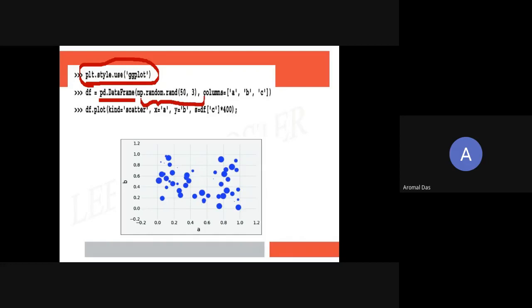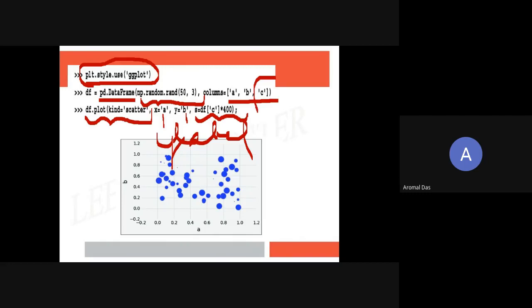This one is the data frame. np.random creates the data randomly. The data frame contains 50 rows and 3 columns. We need to name the 3 columns as A, B, C. And here we are using plot with kind equal to scatter. This one is the x label and this is the y label. Okay, this one is s, which specifies the data frame's last column C.